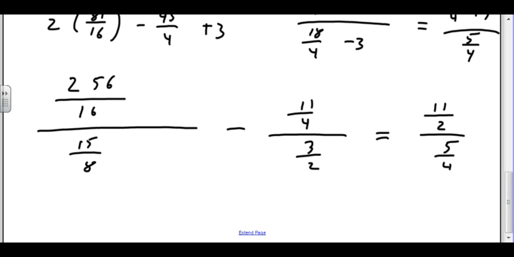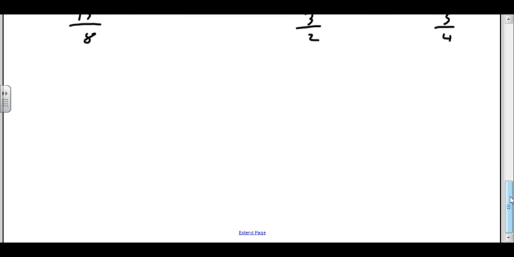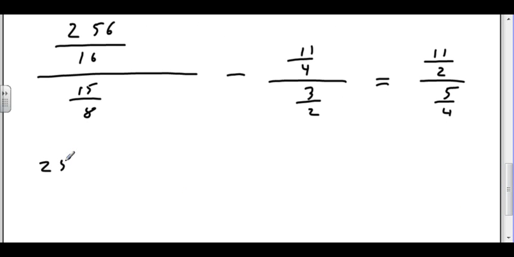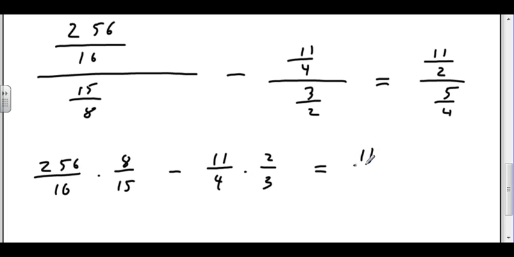Okay, so we're going to invert and multiply. That's what I'm going to do. 256 over 16 times 8 over 15 minus 11 over 4 times 2 over 3 is equal to 11 over 2 times 5 over 4. If I would have done that right, that would have been really cool. 4 over 5, 4 over 5. Okay, so that goes into there, that goes in there. I should get 22 over 5 on both sides of the equation.